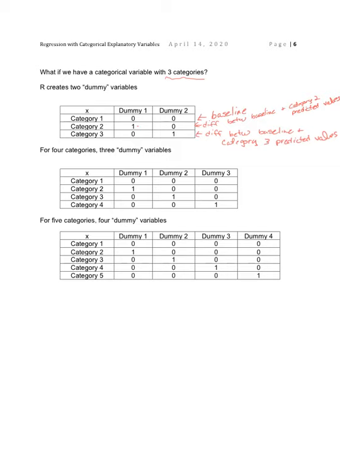And to extend those ideas, for 4 categories, we'll have 3 dummy variables. First category is always the baseline, and then we'll have 1 dummy variable that measures the difference from that baseline for each of the remaining categories. So we can see again how this extends to 5 categories and so on and so forth.